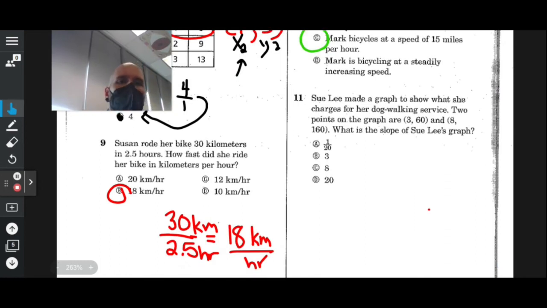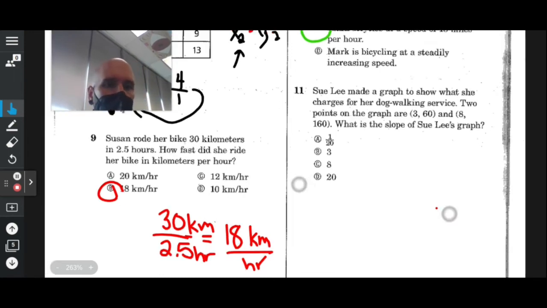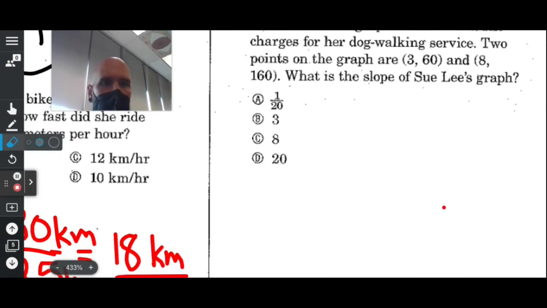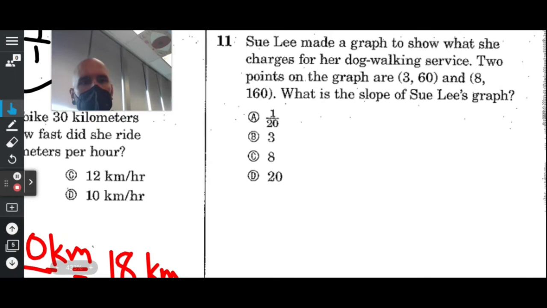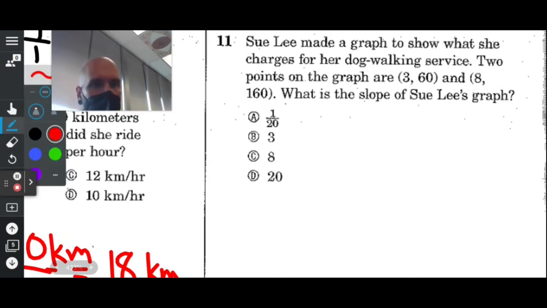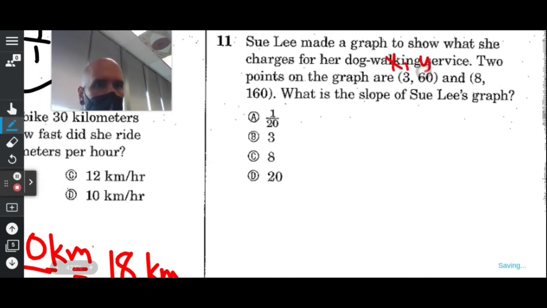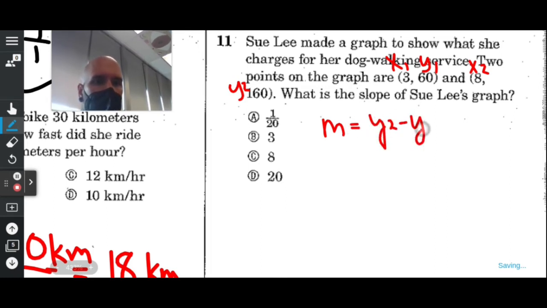Sue Lee made a graph to show what she charges her dog walking service. 2 points on the graph. What's the slope? Well, we just did one of these, so let me rewrite out the points. So actually, I won't rewrite out the points. I'll call you x sub 1. I'll call you y sub 1. I'll call you x sub 2, and I'll call you y sub 2. M equals y sub 2 minus y sub 1 over x sub 2 minus x sub 1.